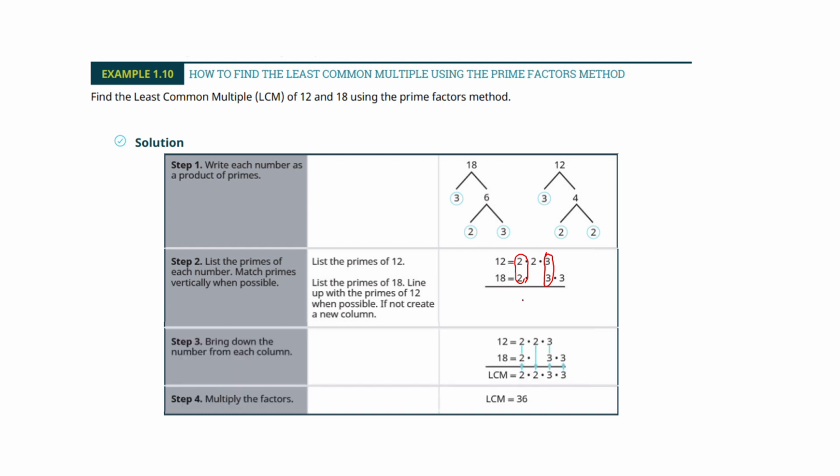Now, watch what happens. If I just say, okay, well they share a 2, they share a 3, and then I bring down any other pieces that they didn't share. So they shared a 2, just bring down a 2. They shared a 3, bring down a 3. Well, they also had a 2 and a 3 on there. I'm just going to bring those down. Okay, now if you multiply that together, you get the smallest number that they can multiply into, which is 36.